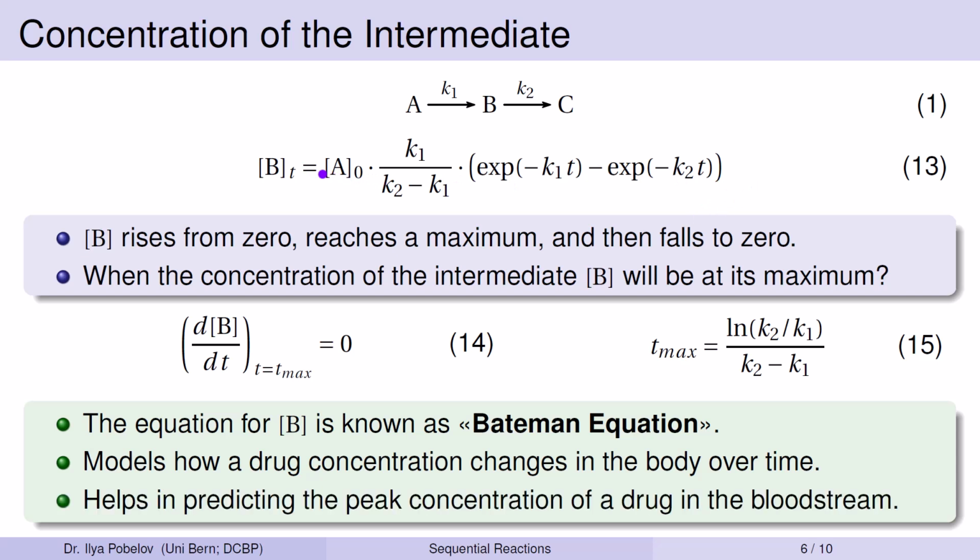The significance of this equation in pharmacokinetics lies in its similarity to the concentration-time profiles for intermediates in chemical reactions. Just as we have analyzed the peak concentration of an intermediate in a sequential reaction, the Bateman equation helps in predicting the peak concentration of a drug in the bloodstream, which is crucial for determining effective and safe dosages.